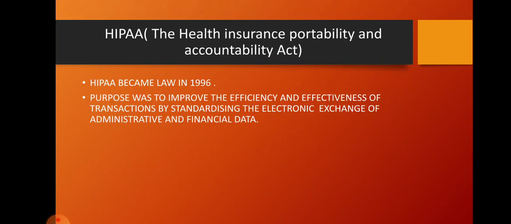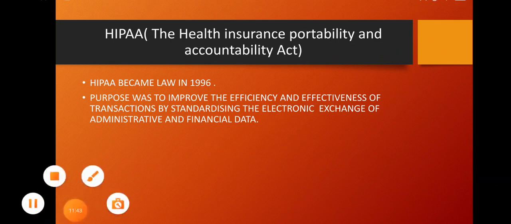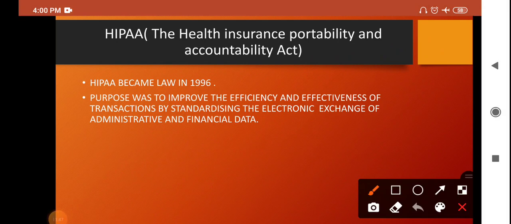The last one is HIPAA, the Health Insurance Portability and Accountability Act. This is meant for the hospitals. It came into existence in the year 1996. The purpose was to improve the effectiveness of transactions by standardizing the electronic exchange of administrative and financial data. This is for the healthcare sector and also for other sectors, and it has the same function as the other standards, that is, protecting the electronic exchange of administrative and financial data. Whatever the financial and administrative data is, it helps the organization protect it.